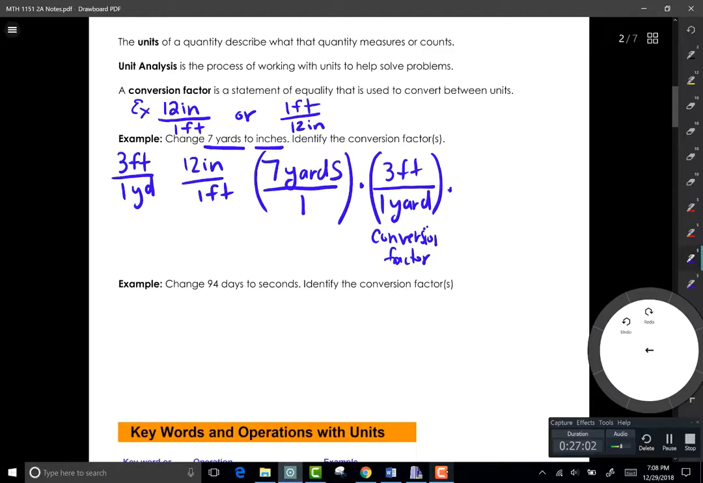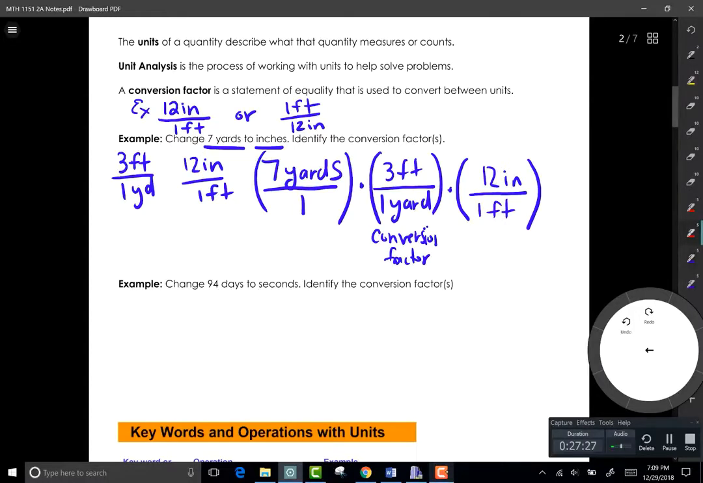So this would change it, if I multiply this out, this would change the yards to feet. But we want to go all the way to inches, so then I'm going to do it again. I'm going to add in another conversion factor, and I'm going to put feet on the bottom. So 1 foot is equal to 12 inches. And that way I can cross off all the units that are the same.